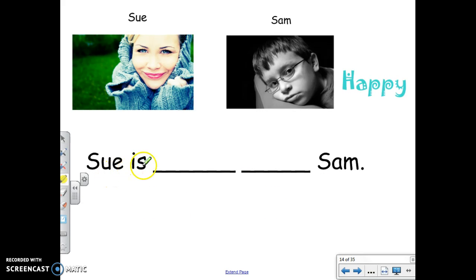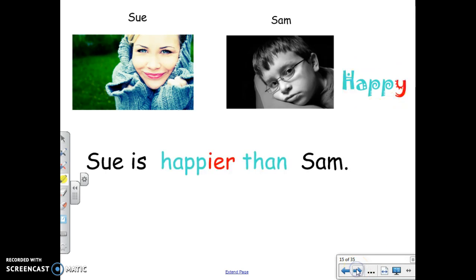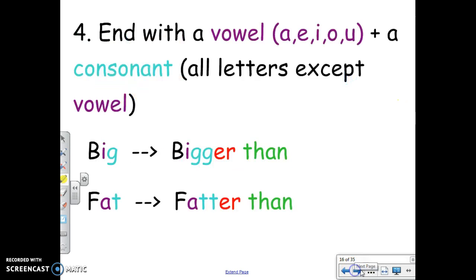Example, Sue is what Sam? I want to use the adjective happy right here. Remember how to spell it? When I see Y, I should change the Y to I and put ER after the adjective. So the answer will be Sue is happier than Sam. Change the Y to I. Put ER after the adjective. Sue is happier than Sam.